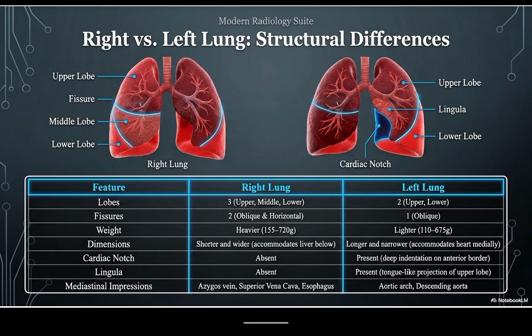So for the weight, the right lung is heavier than the left lung. Just have that in mind. It varies in individuals, but have it in mind that the right one is heavier than the left lung. So let's talk about the dimensions.